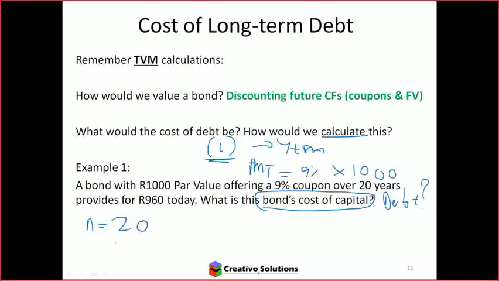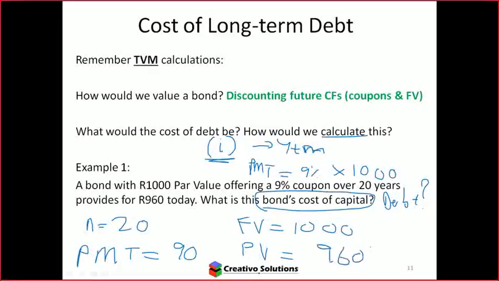Alright, your PMT is 90, if you worked out. Good. PMT is 9% of 1,000, which is 90. Good. Alright, 1,000, that's your future value, correct? Yes. Good. And then the bond provides for 960 today, is that your present value, the 960? Yes. Good. Do you have all the variables? How many variables do you need for a bond calculation? Four. Yes. You need 4 of the 5 variables if it's a coupon bond.